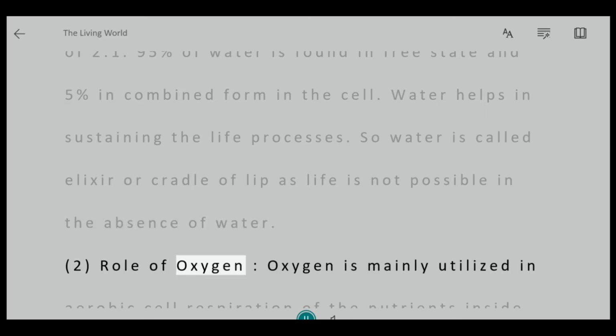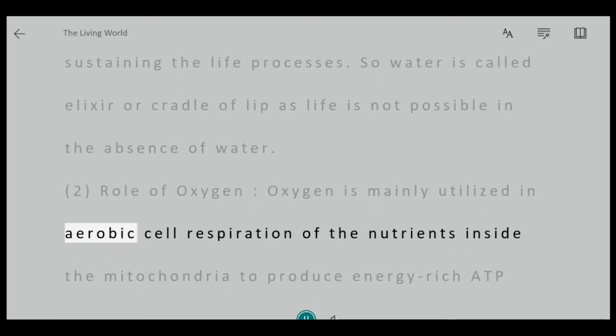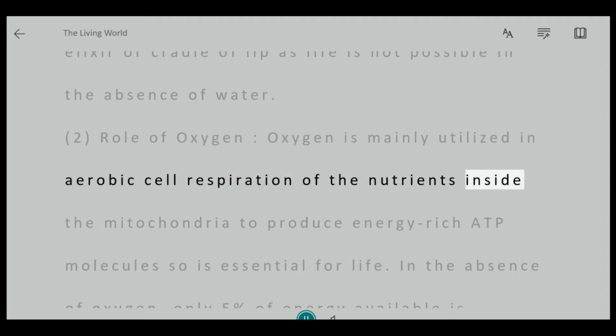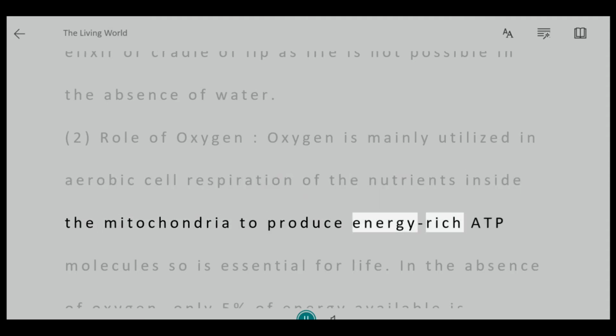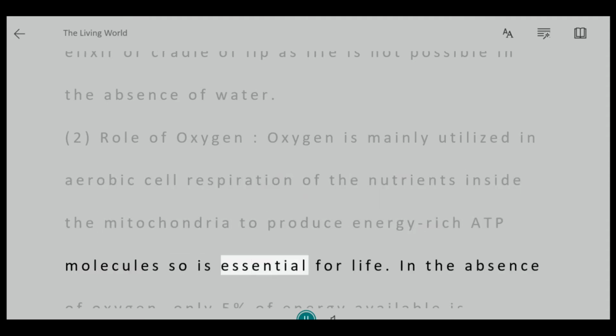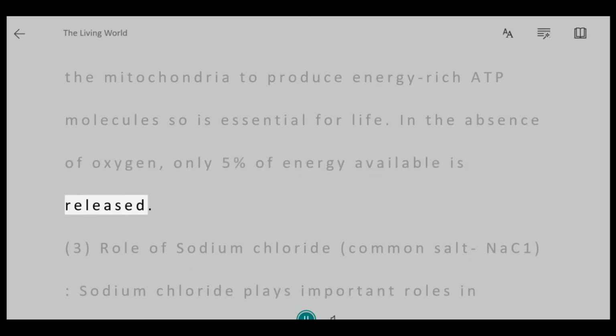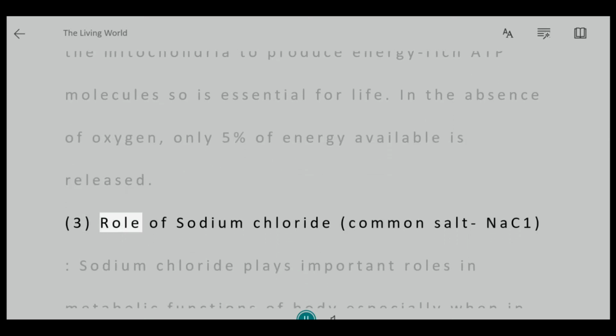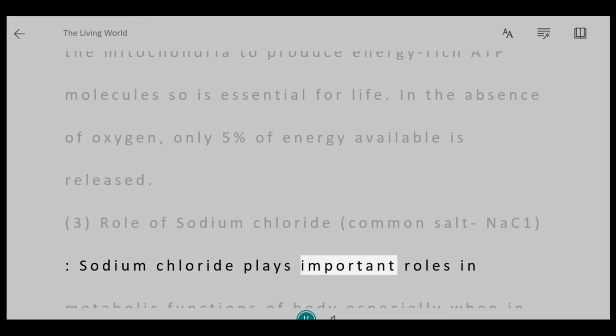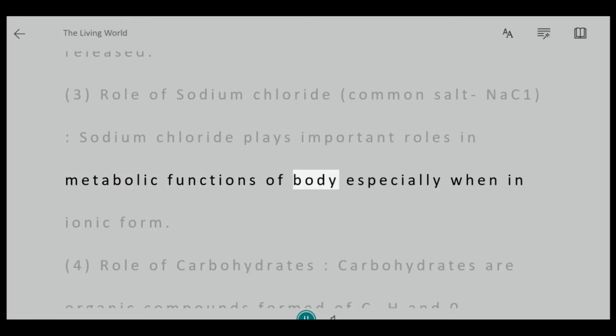2. Role of oxygen. Oxygen is mainly utilized in aerobic cell respiration of the nutrients inside the mitochondria to produce energy-rich ATP molecules, so is essential for life. In the absence of oxygen, only 5% of energy available is released. 3. Role of sodium chloride. Common salt, NaCl, sodium chloride plays important roles in metabolic functions of the body, especially when in ionic form.